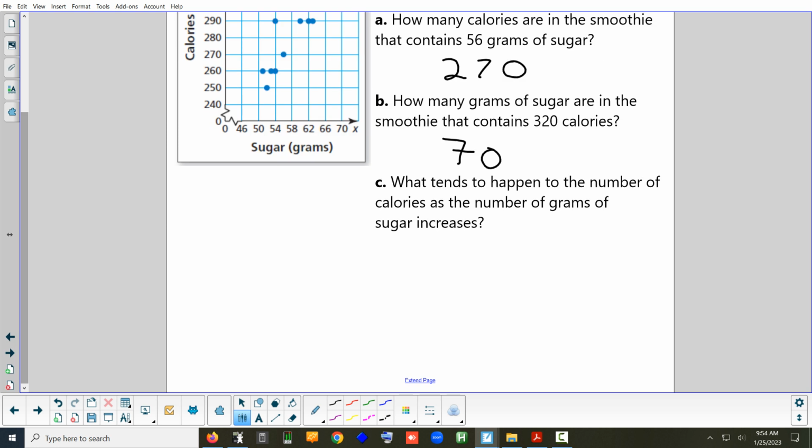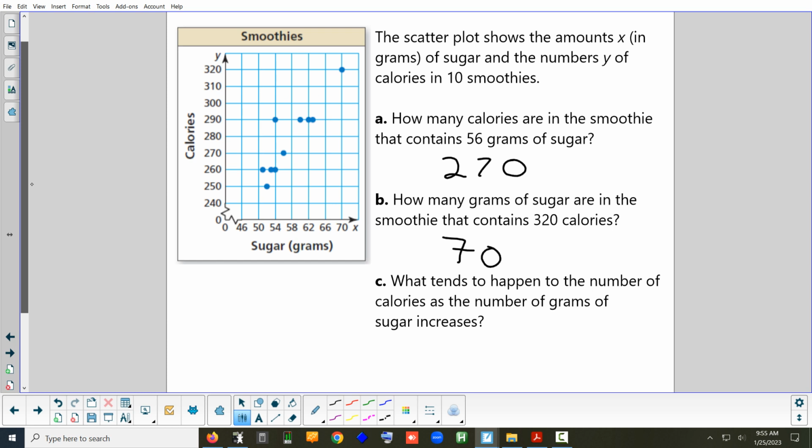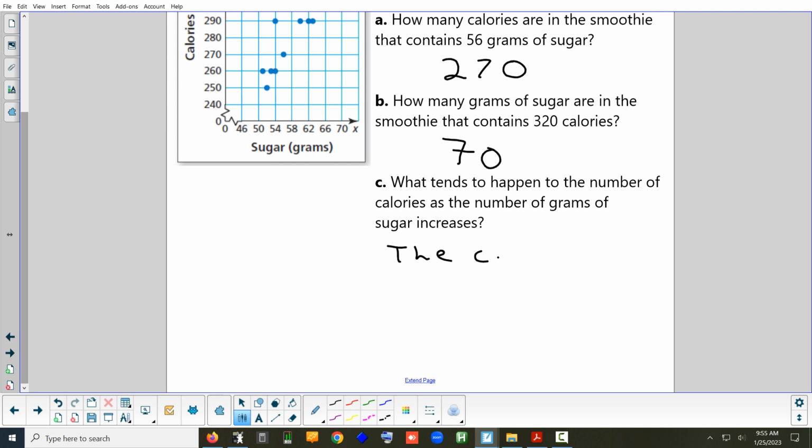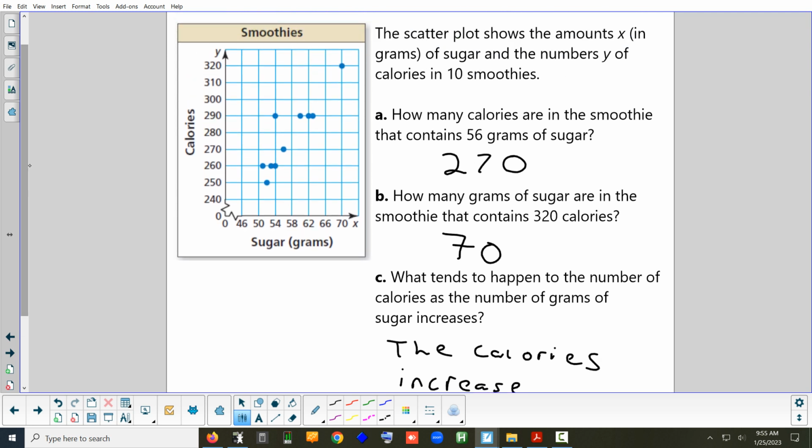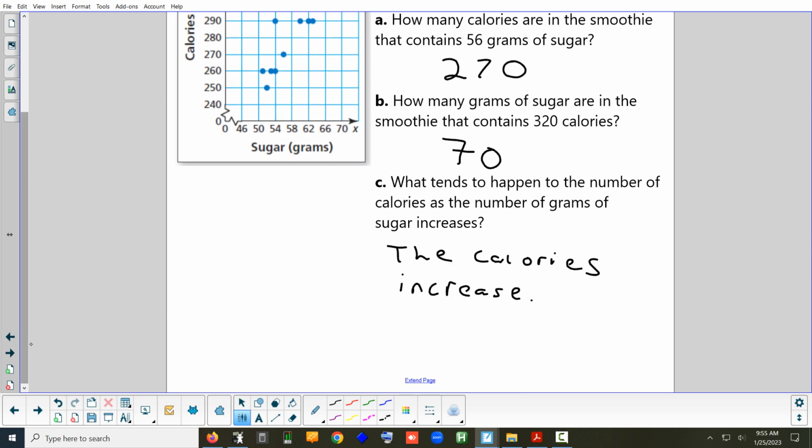What tends to happen to the number of calories as the number of grams of sugar increases? So look at the graph. As you add more sugar to the smoothie, what does it look like is happening to the number of calories? Yeah? They increase. They increase, yes. The calories increase.